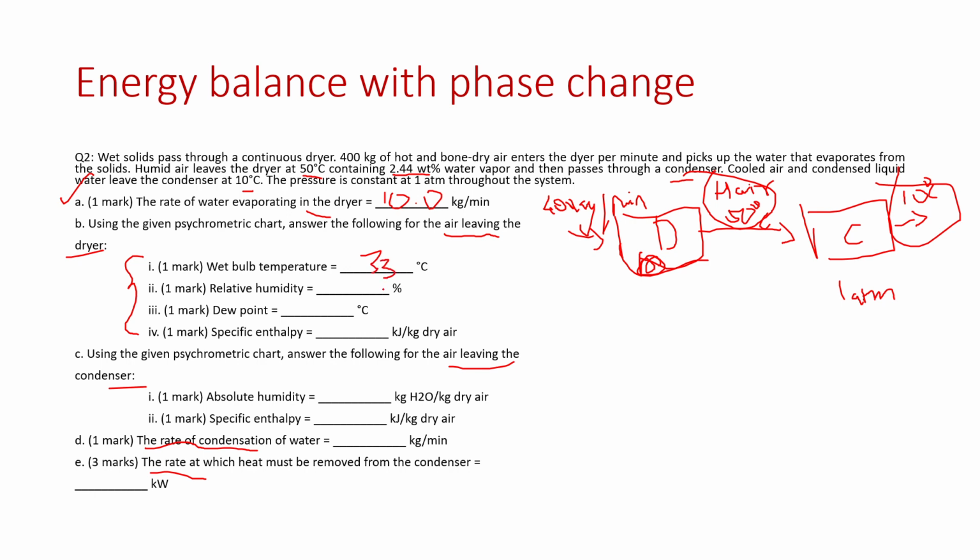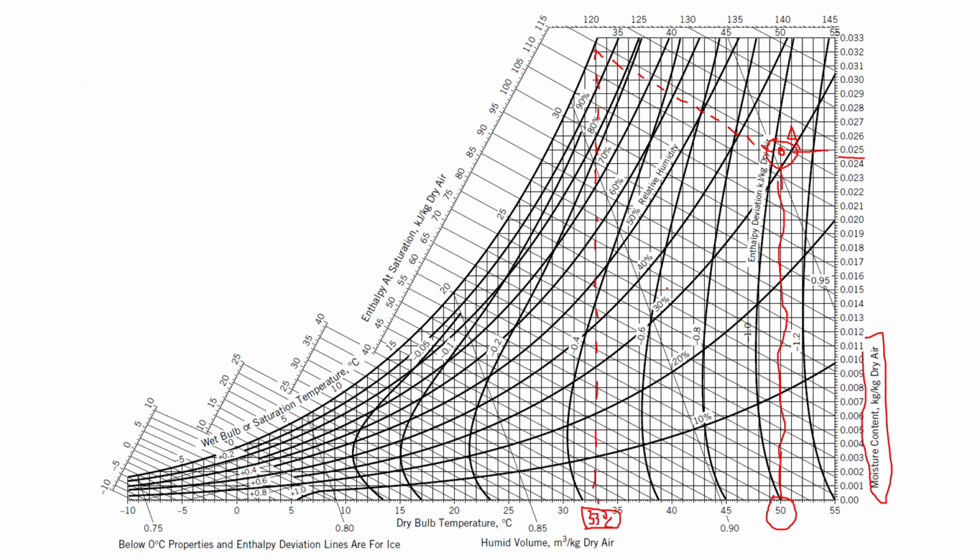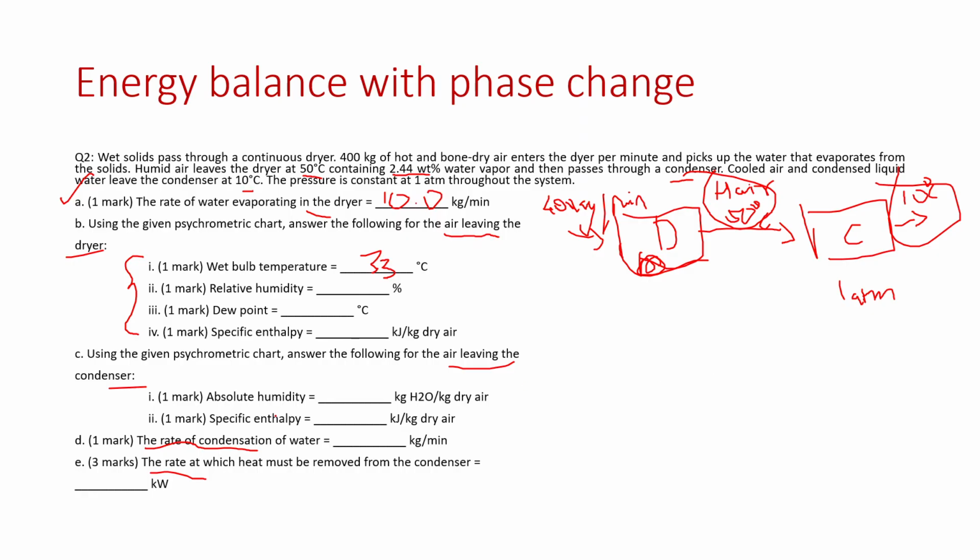Next is the relative humidity. So relative humidity we will find based on these curves that are given here for relative humidity. So when you extrapolate, this point A is lying between the relative humidity curves 30% and 40%. So when you extrapolate it, the relative humidity at this point will be around 32%. So the answer will be 32.